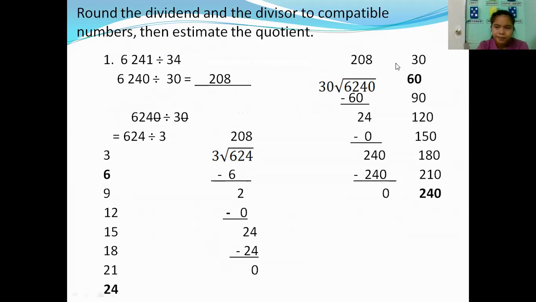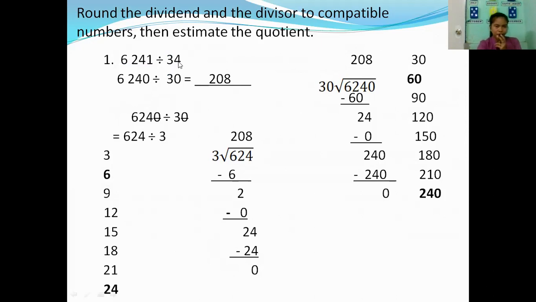Okay, we have here the number 1 example, 6,241 divided by 34. 6,241 is our dividend and 34 is our divisor. So, we are going to round the number first. Our divisor is 34, so we are going to round our divisor.